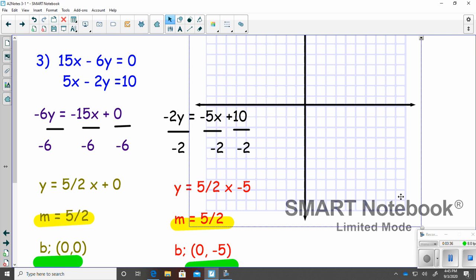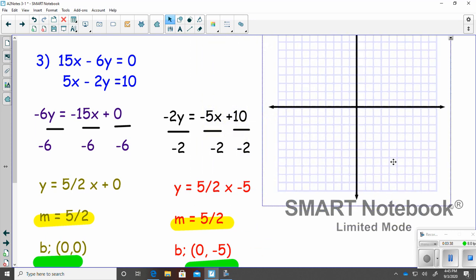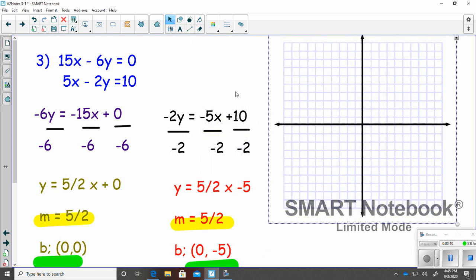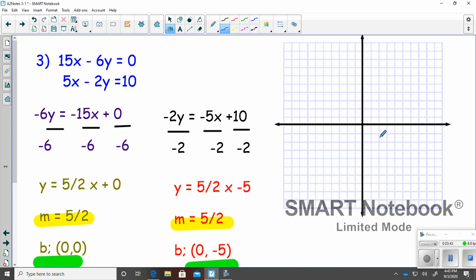So we're going to finish this up by starting with the first line going to 0, 0. Make this graph a little smaller. Okay, we're going to go to 0, 0, and then we're going to use the slope of 5 halves, so up 5 and right 2, up 5 and right 2, and then I'm going to go down 5 and left 2. Okay, and then sketch that in.